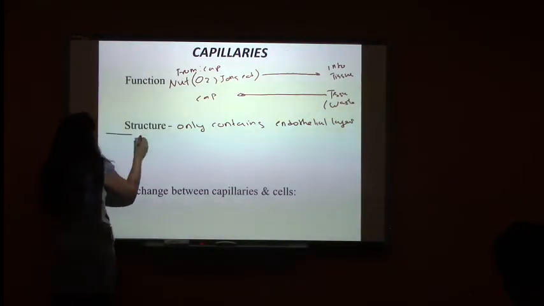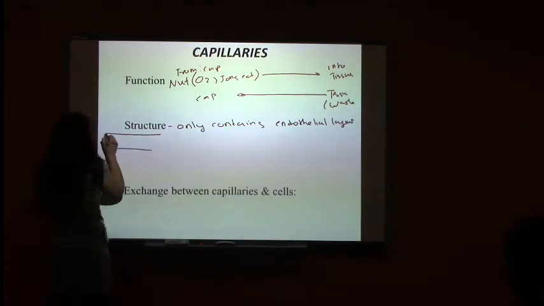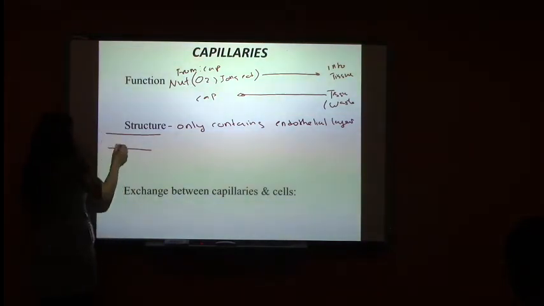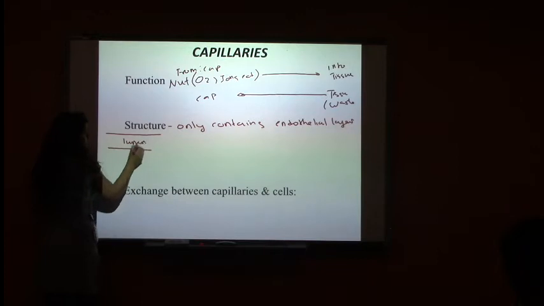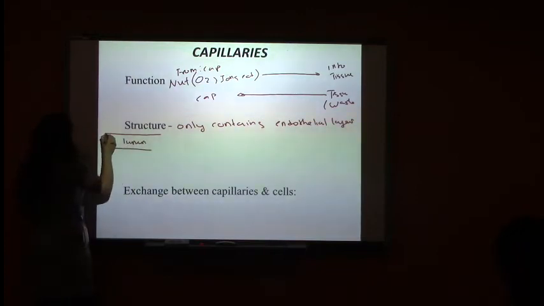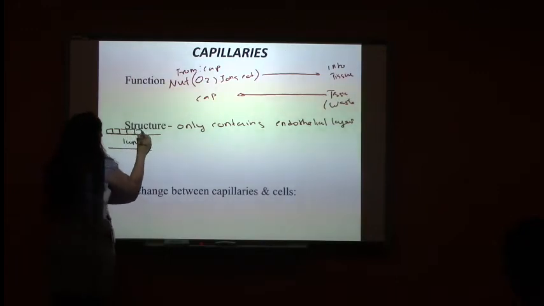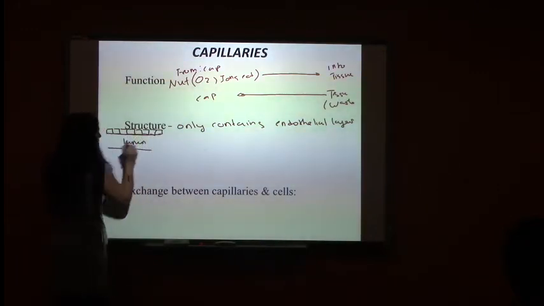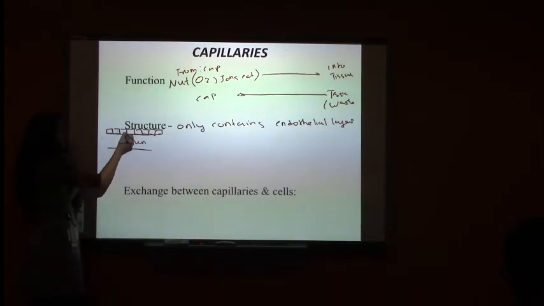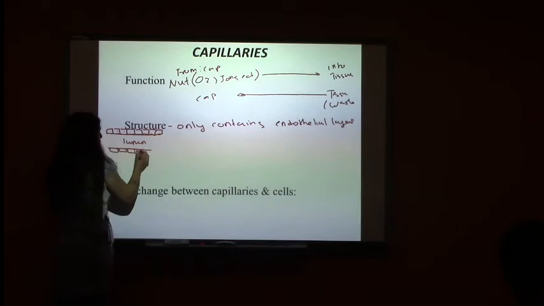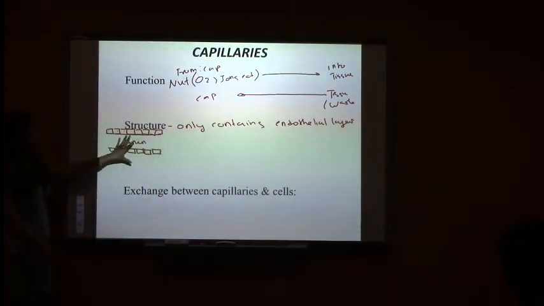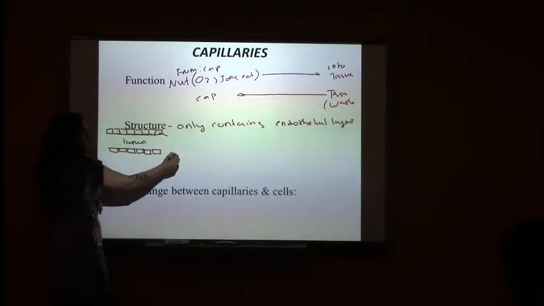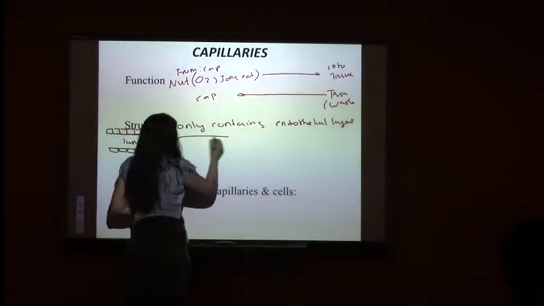Now, right here is a capillary, right? And basically, this is a lumen. This is where the blood would be. Here's one cell, here's another cell, third cell, fourth cell, fifth cell. Does that make sense? That's endothelium, endothelium, endothelium. Here's another cell, another cell. Okay?